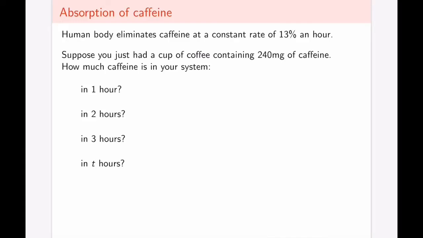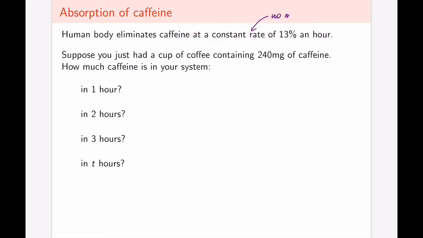In this lecture, we're going to take a look at a few applications of discrete dynamical systems: absorption of caffeine, absorption of alcohol, as well as the gas exchange model in lungs. We'll start with absorption of caffeine because it's the simplest one. The human body eliminates caffeine at a constant rate, which is why it's the simplest model, 13% an hour.